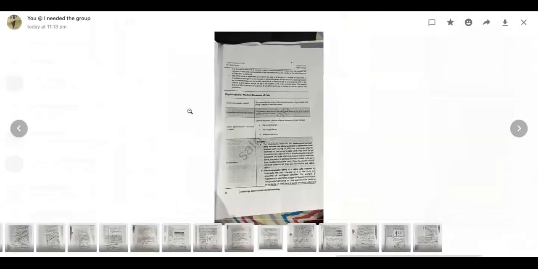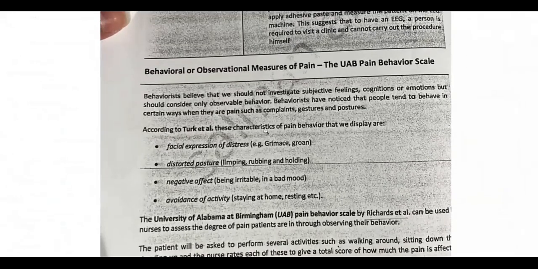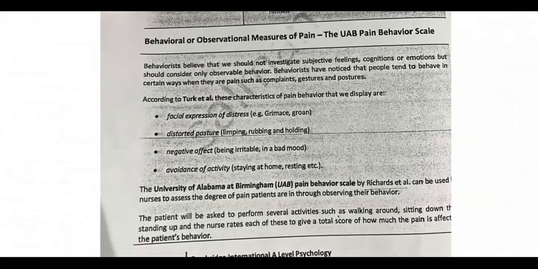Now behavioral and observational basically means that you do not need the person to tell you themselves, you do not need a self report, but you can observe their behavior and get it. So in this UAB scale, the nurse was basically observing behavior, and that actually led her to understand. Behaviorists believe that we should not investigate subjective feelings. So according to Turk, these characteristics of pain behavior that we display are facial expression. So your facial expression can tell how much it is hurting.